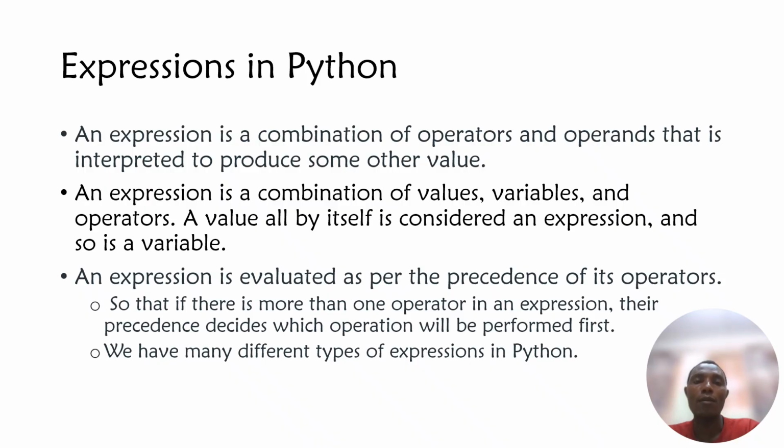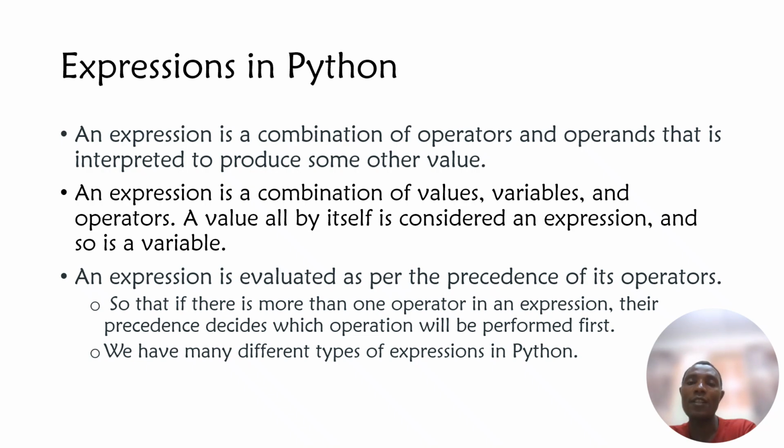Expressions in Python. An expression is a combination of operators and operands, that is interpreted to produce some other value. An expression is a combination of values, variables, and operators. So what are these variables? Variables I'm referring to the data that we want to work on. For the operators, these are the symbols we use so that the data should be operated on. So if we combine values and the operators, we call that an expression.